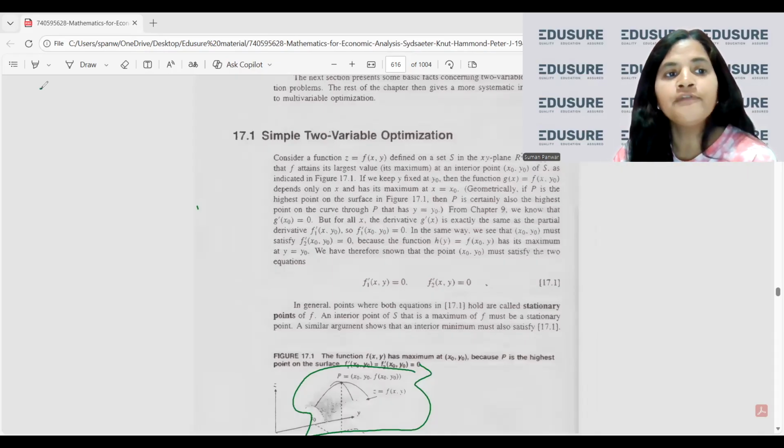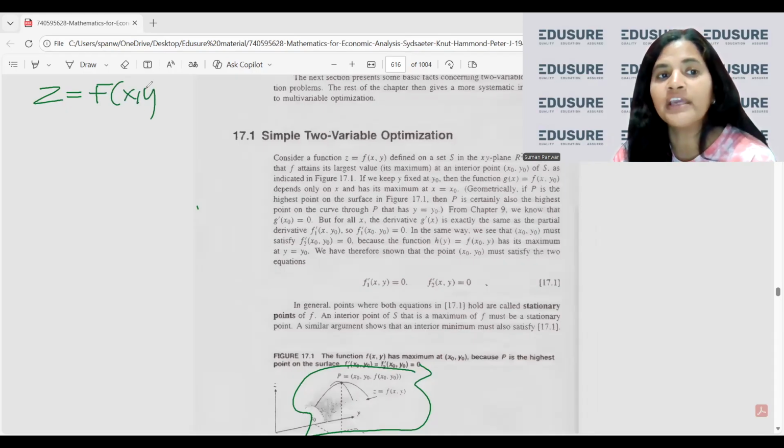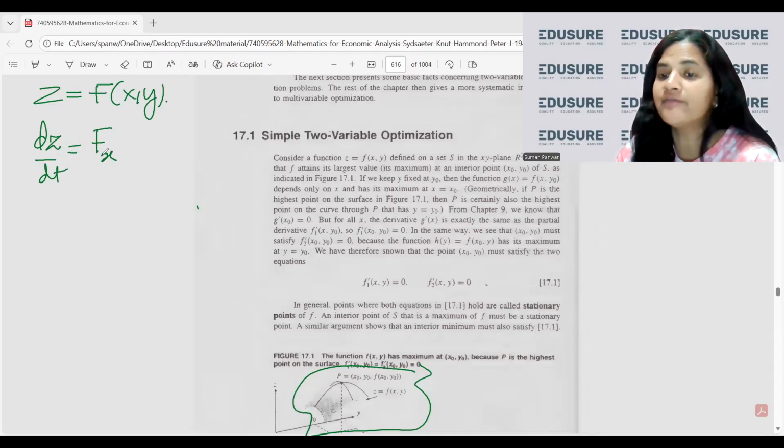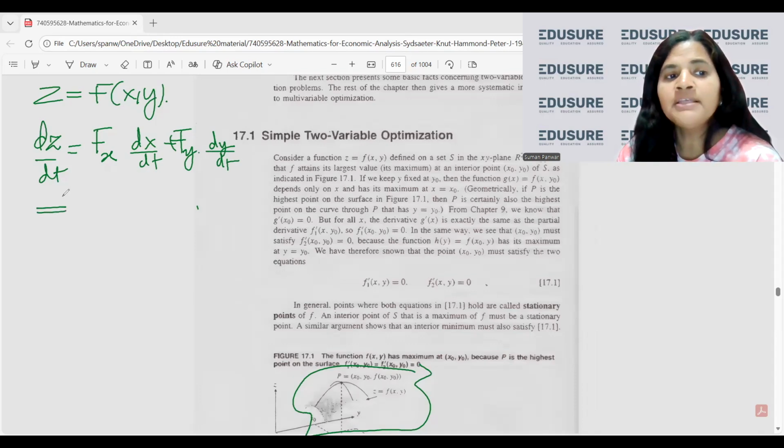So for example, if z is a function of two variables, suppose I want to differentiate z with respect to some variable. So I want to calculate the total differential. Suppose it is with respect to t. We already knew that it is the partial derivative of f with respect to x, times dx by dt, and then the partial derivative of f with respect to y, times dy by dt, by the chain rule. That means I can write my total differential as fx dx plus fy dy.